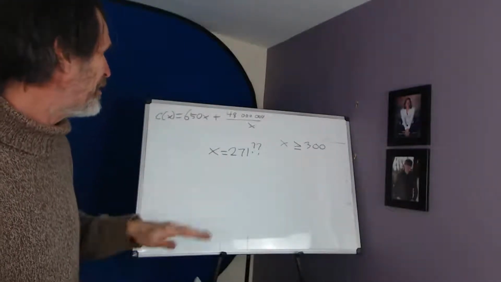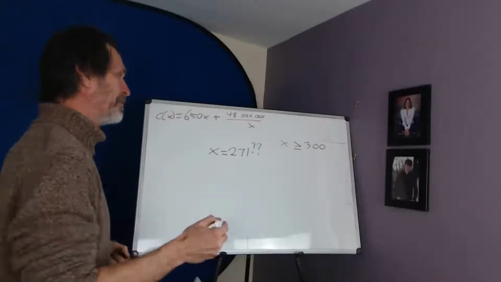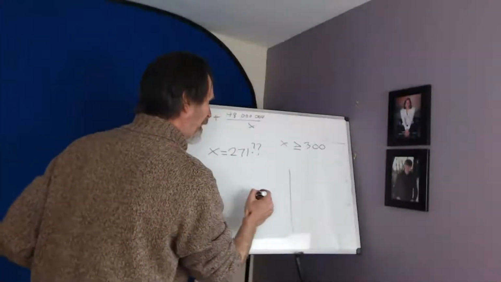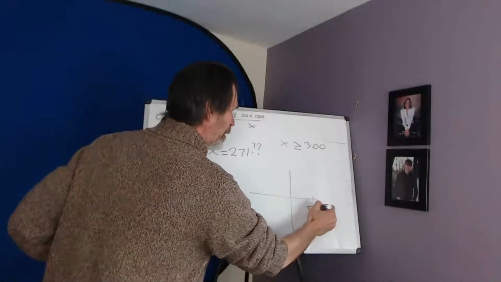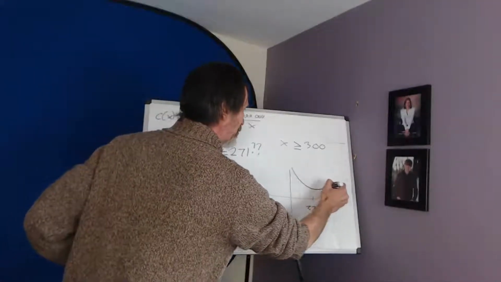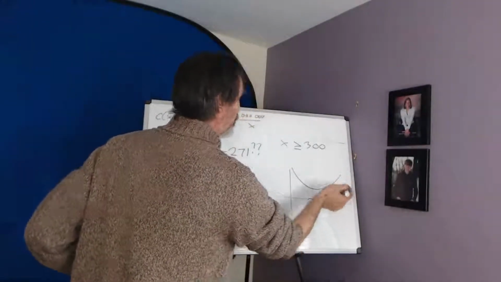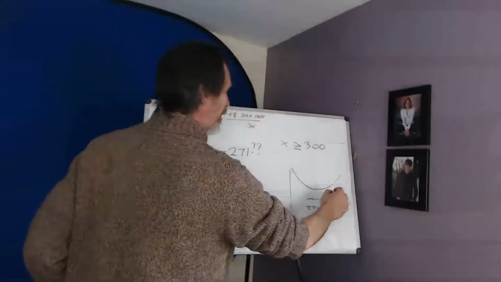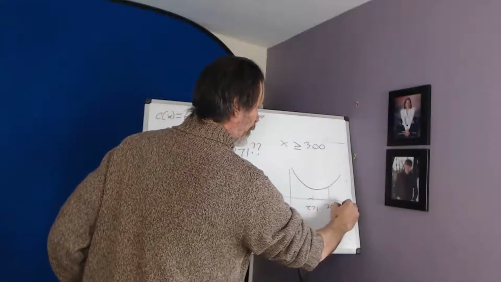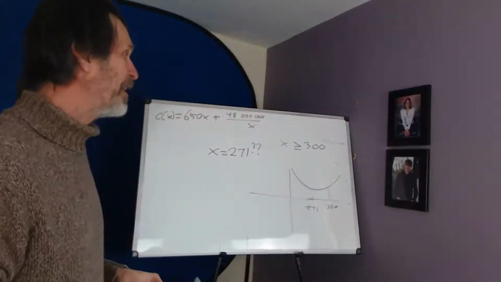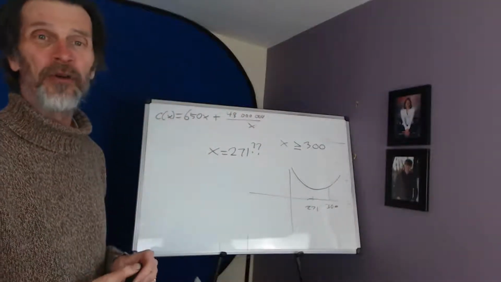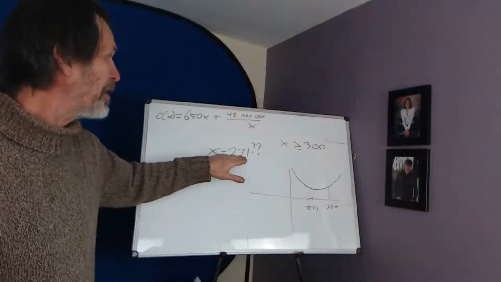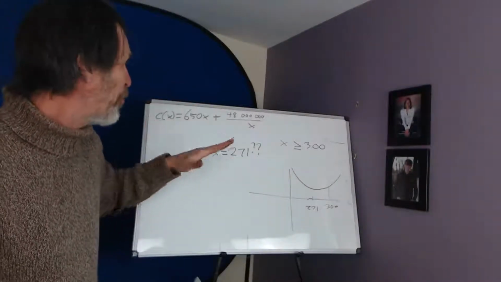If you look at this, it's the only critical point, by the way. I'm going to consider what the graph is. At 271, this cost function minimizes, and then after that, it goes up again. There's no other critical point there. So once this function starts taking off, you can pretty well bet that at 300, you're going to have the minimum allowable cost.